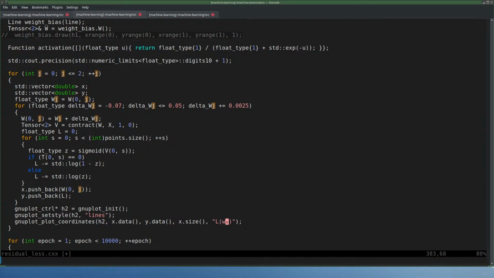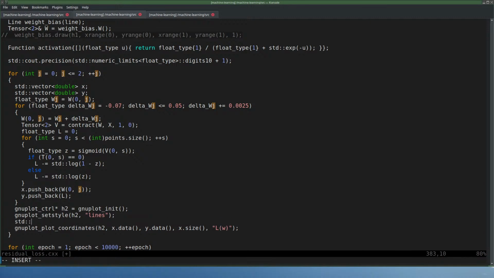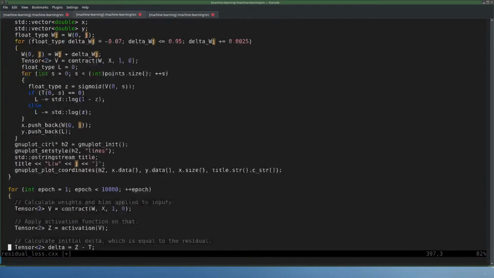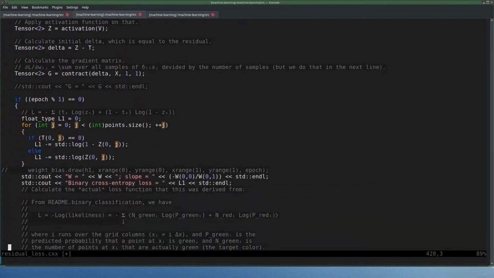And the title is, oh really, standard O stream. There must be an easier way than this. String stream title. L as functional W J. Title dot string dot C string. Okay, we have this, and then I want to also draw that. So I'm going to rename this to S as well now, because this just runs over the samples.